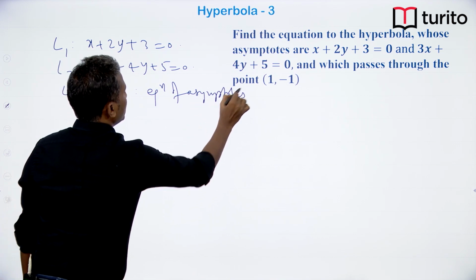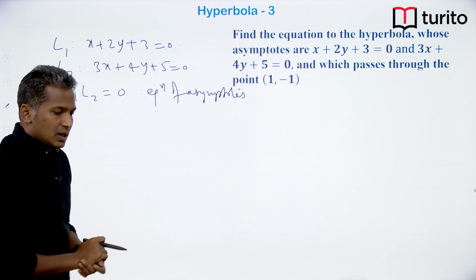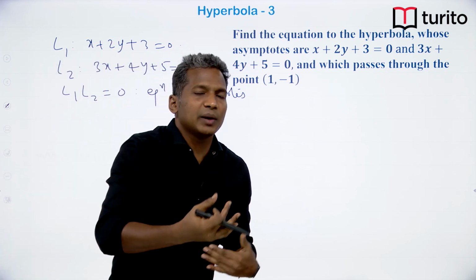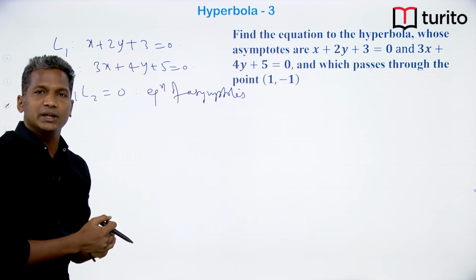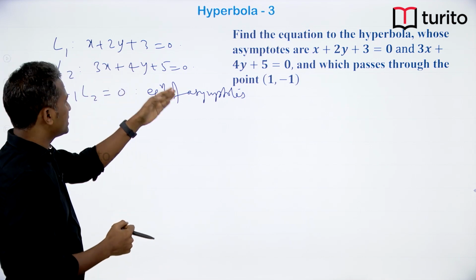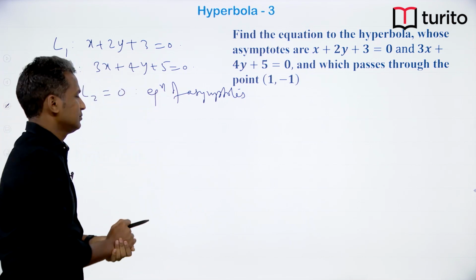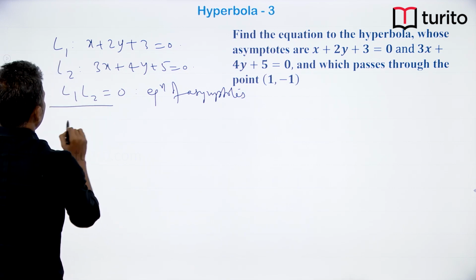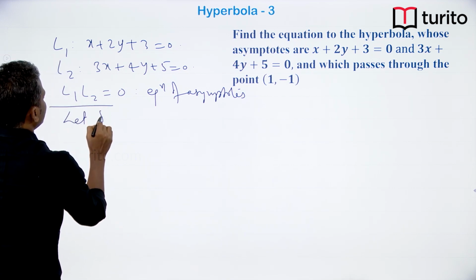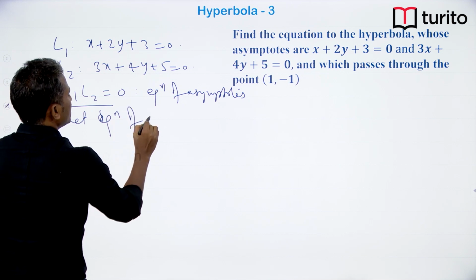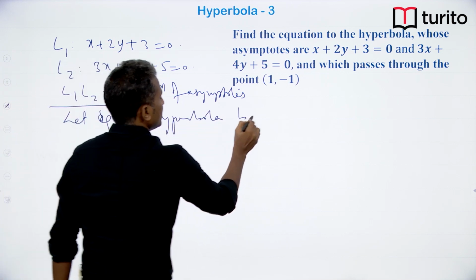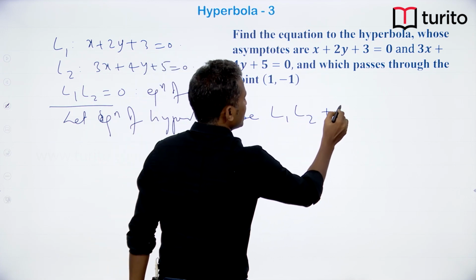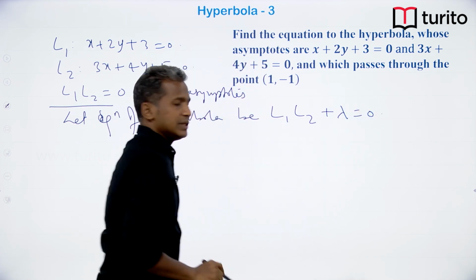In which form? In pair of straight lines form. Now, to get the equation of hyperbola, what do we have to do? We have to add one extra constant. Either you take the constant in RHS or LHS, it does not matter. So, let us say the equation of hyperbola be L1 L2 plus some lambda is equal to 0.